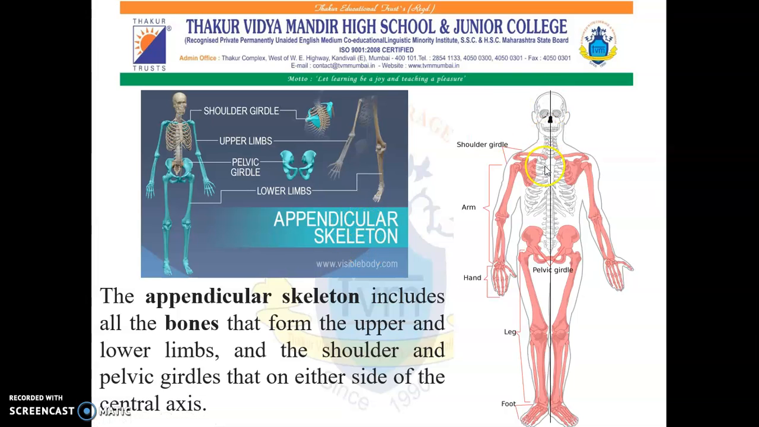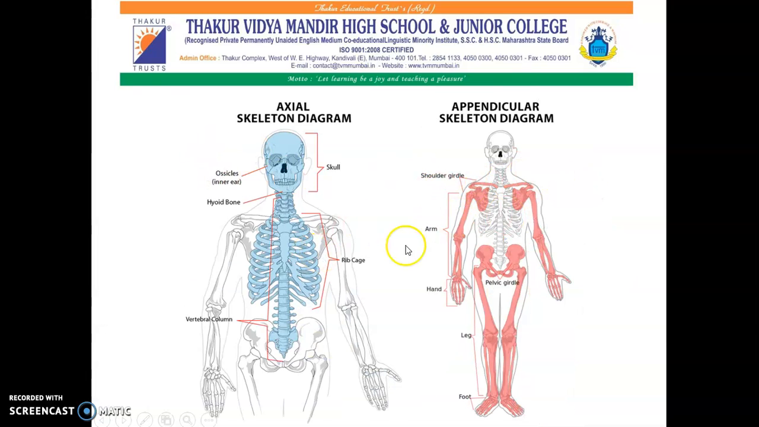Appendicular skeleton. As shown over here in the picture, this is the central vertical axis, which is dividing the skeleton into two halves. Appendicular skeleton includes the bones which are lying on either side of the central vertical axis. Over here you can see the bones of arms and legs. A complete set of bones are lying on left hand side also, and a complete set of bones are lying on the right hand side also. So these kind of bones are included in the appendicular skeleton. Also, the bones of shoulder girdle and the pelvic girdle are included in appendicular skeleton. Here you can see both the types of skeleton.